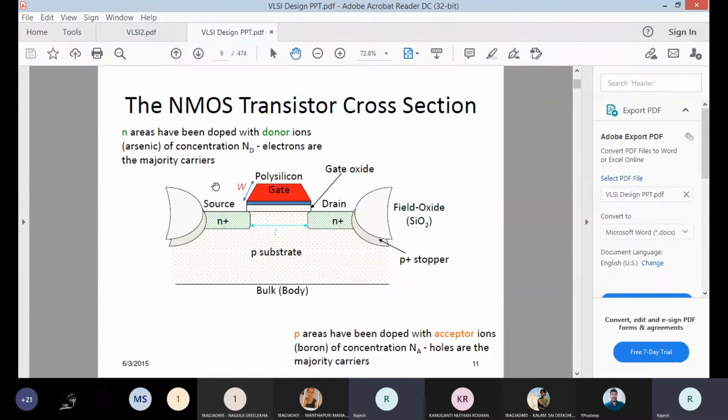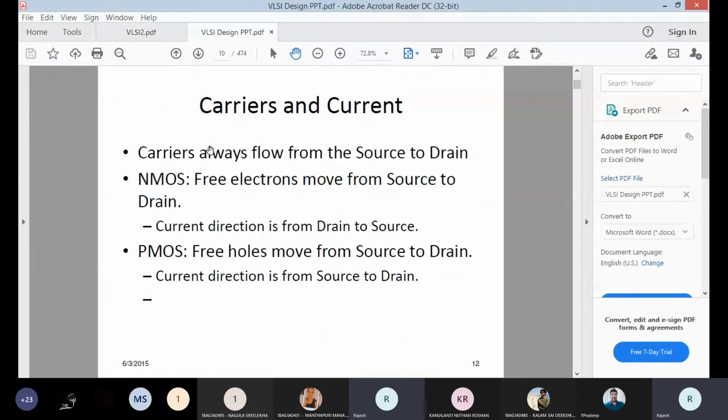At this point, source and drain are at the same potential. If you apply a potential difference between drain and source, let VDD be given some positive voltage. What happens when VD is positive? Electrons from the source will move to the channel, and the electrons in the channel will move to the drain. So free electrons start moving from source to drain. The carriers always flow from source to drain.